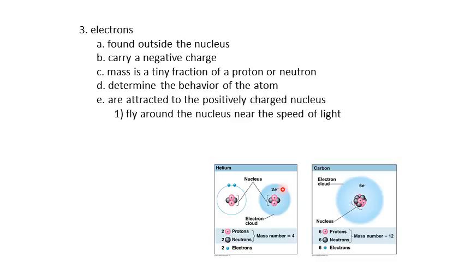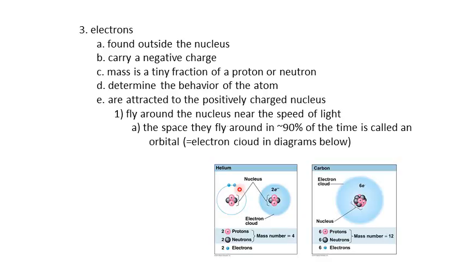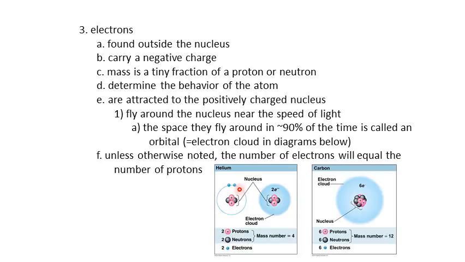And so a lot of times we will draw atoms and have their electrons on these concentric lines, but we don't want to get the impression that they are like a train on a track, because that is not the case at all. So the space they fly around in, that electron cloud, is called an orbital, and they spend about 90% of their time there. Okay?